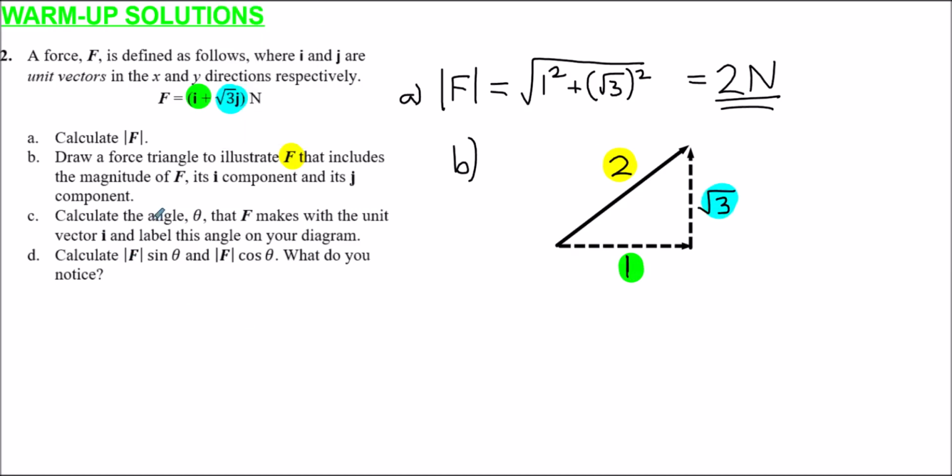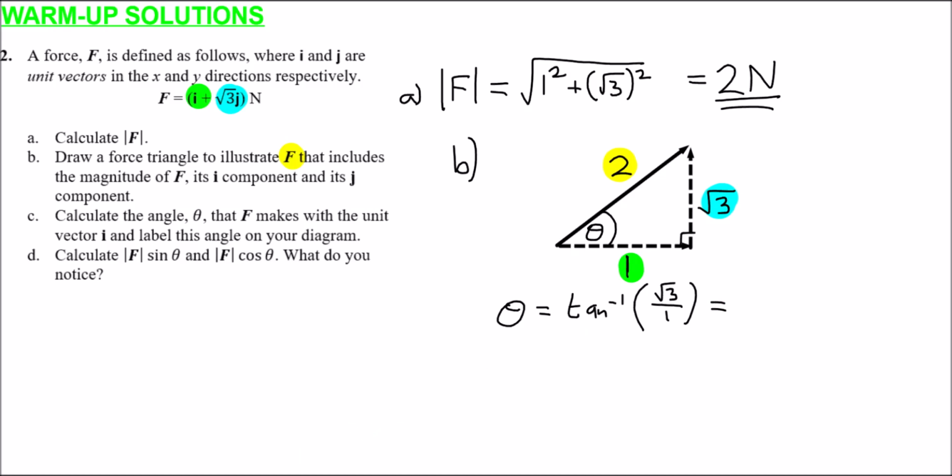Part C, we have to calculate the angle theta that F makes with the unit vector i, which is going along, and label this angle on your diagram. The angle that F makes is going to be here, so I'm going to call this theta. This is essentially just right angle trigonometry. That's a right angle. To work out theta, we can use any of sin, cos or tan actually here. What I'm going to do is use the tangent function. We know the opposite side is root 3 and the adjacent is 1. So we can say that theta equals tan minus 1. Now tan is opposite over adjacent, so it's going to be root 3 over 1, which is just of course going to be root 3.